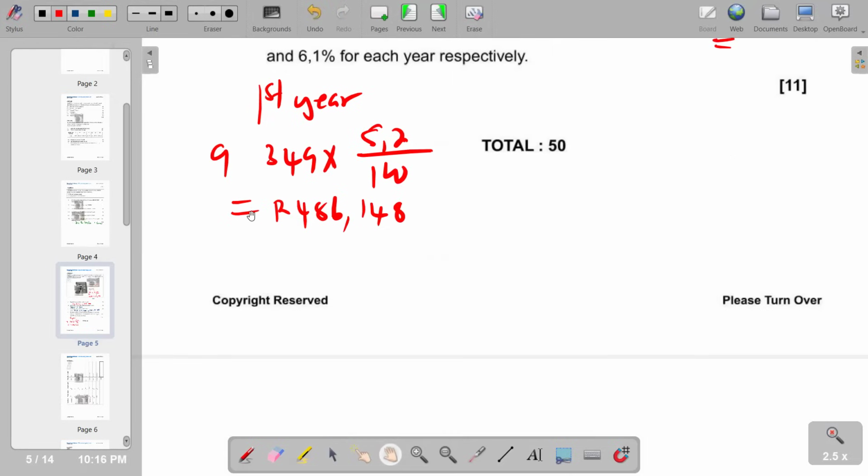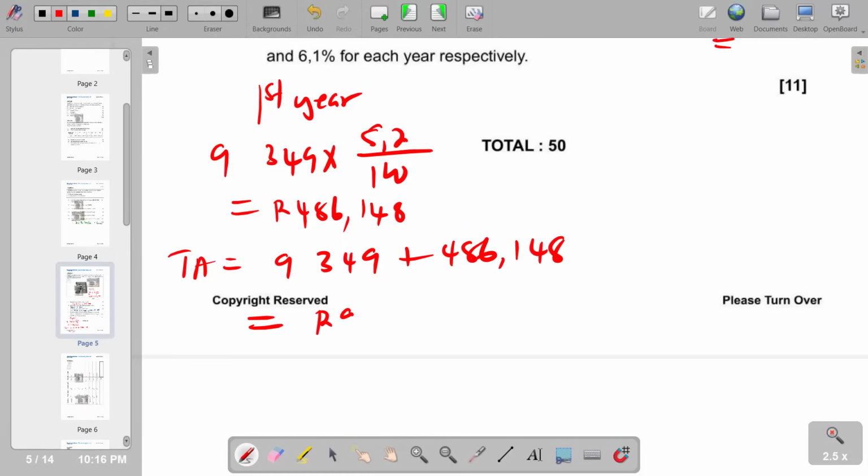Then from there, to get the total amount after the first year, after the inflation, we say the total amount is 9,349 plus 486.148. Then it becomes 9,835, and then we have 0.148. And of course, this is for the first year.